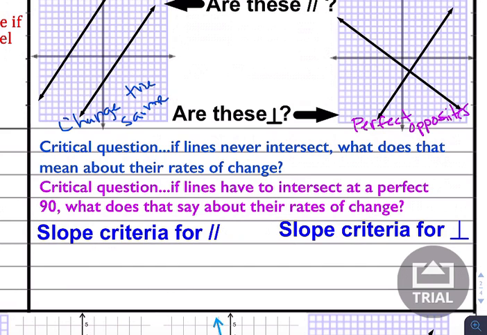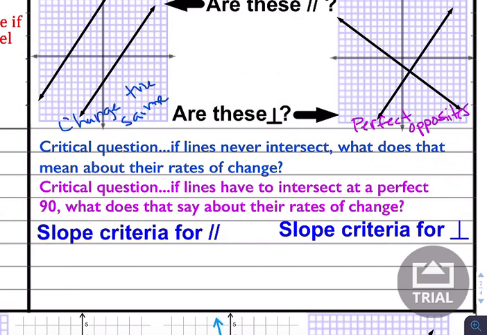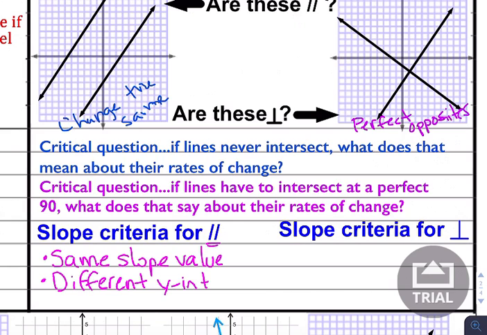So let's lay out some very specific slope criteria for both parallel, and do remember that symbol means parallel, and perpendicular lines. If they're going to run the same way, at the same angle, I would say the slope criteria for parallel lines is that they have to be the same, so they have to have the exact same slope value. And since it was brought up in our previous notes, I would also throw in here they have to have different y-intercepts. Otherwise, they'd be the exact same line, not different from one another.